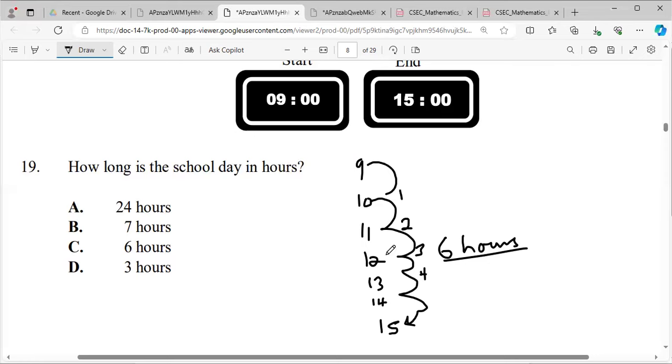No, she's saying when you reach 10, you reach 1 hour. So from 10 to 11 is 1. She's saying this is where you start counting from. So this is 1. So from 9 to 10, that's 1. I understand what she's saying now.